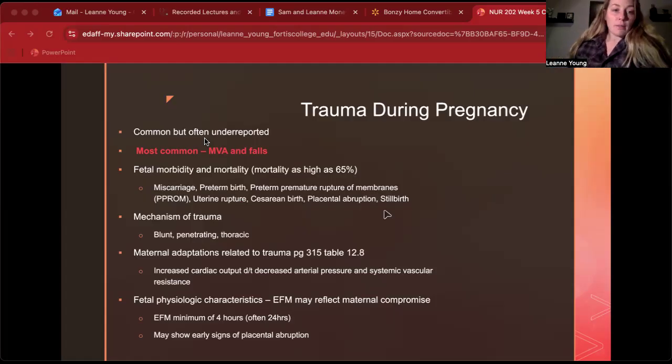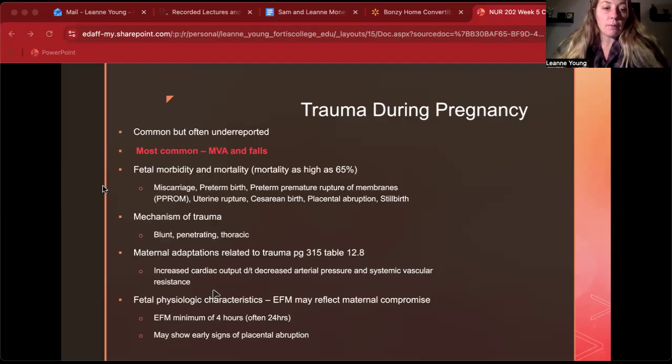What are the mom's adaptations related to trauma? Page 315 has a really excellent table for you. The optimal care for the patients after the trauma depends on the understanding of the pathophys of pregnancy itself, right? So, increased cardiac output due to decreased arterial pressure and systemic vascular resistance. That's what we typically see in labor and delivery. If we have an increased amount of cardiac output, what is that going to mean for our patient after a trauma? What can we see? Is it harder to stop a bleed in a pregnant woman? Is it harder to remain hemodynamically stable?